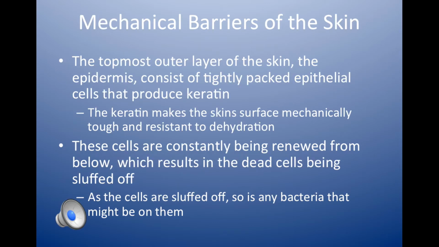The topmost outer layer of the skin, the epidermis, consists of tightly packed epithelial cells that produce keratin. The keratin makes the skin surface mechanically tough and resistant to dehydration. These cells are constantly being renewed from below, which results in the dead cells being sloughed off. As the cells are sloughed off, so is any bacteria that might be on them.